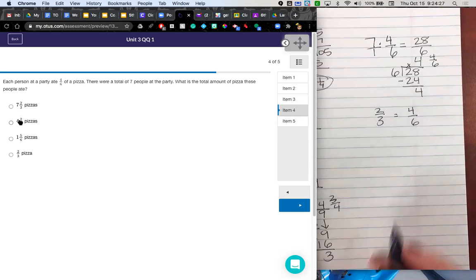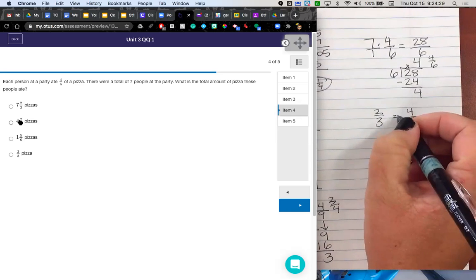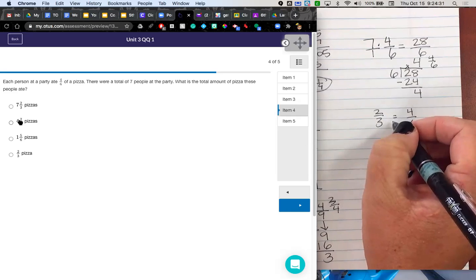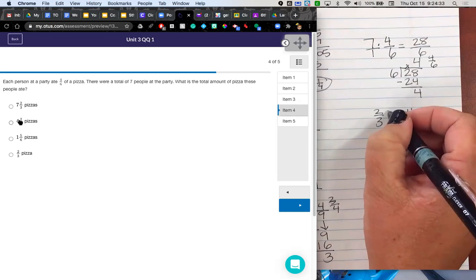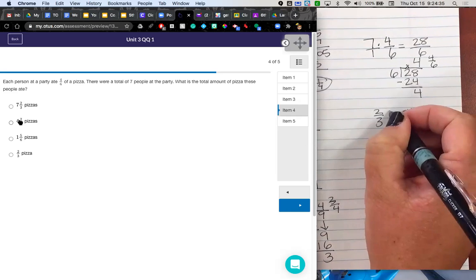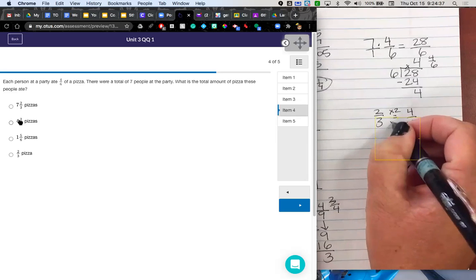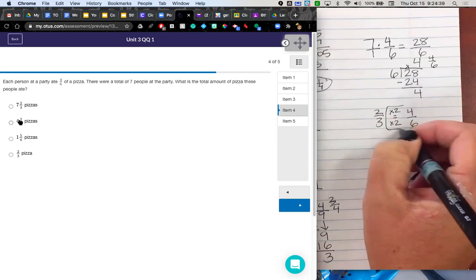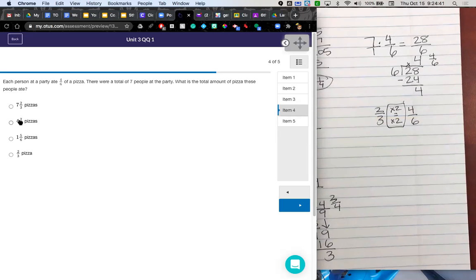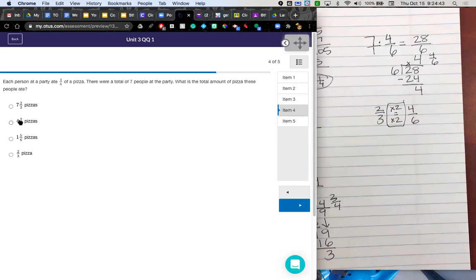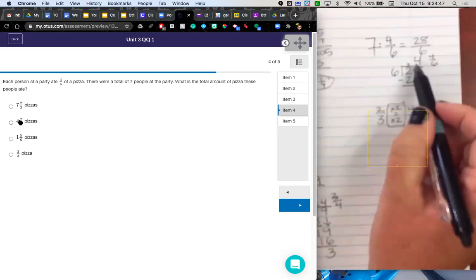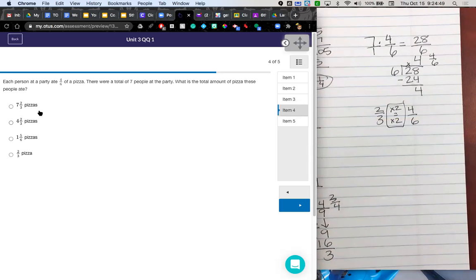Because 2 goes into 4 2 times, and then 3 goes into 6 2 times. Yeah, I can say 2 times 2 is 4, 3 times 2 is 6. So since I am multiplying by the same number, I know they're equivalent to each other. Exactly. So 4 and 4/6 is the same as my answer right here of 4 and 2/3. Awesome. I know that that's going to work.